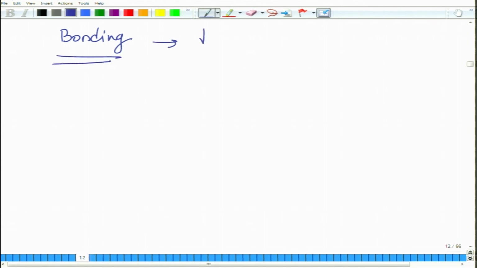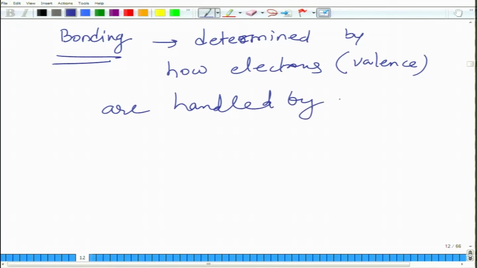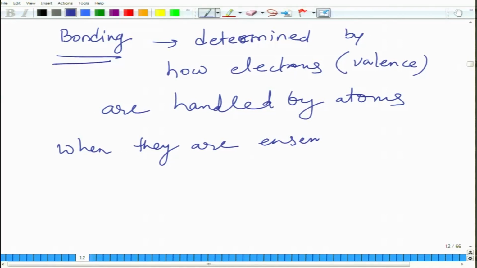So, bonding is determined by how electrons, basically valence electrons, are handled by atoms when they are assembled together.